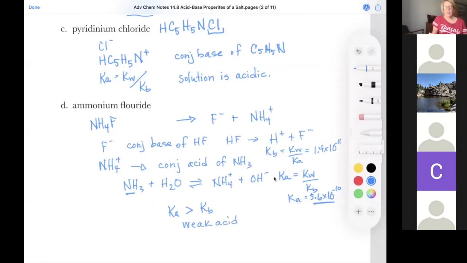So here you're putting quite a few things together: dissociation equations, plus relating Kb and Ka, and then determining what the solution's character will be. So a lot of pondering the situation here in a little more detail than you probably have practiced. Okay.